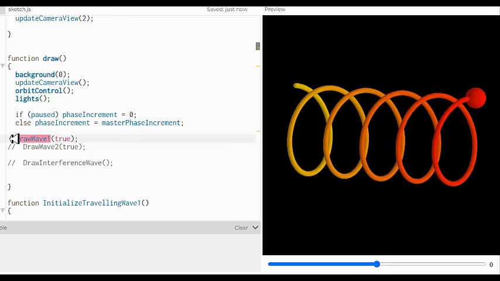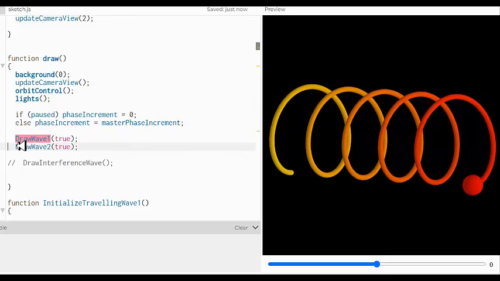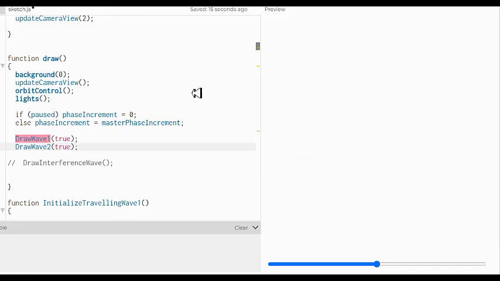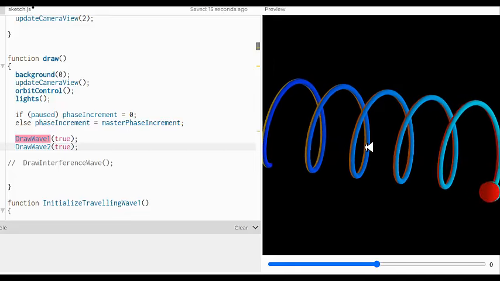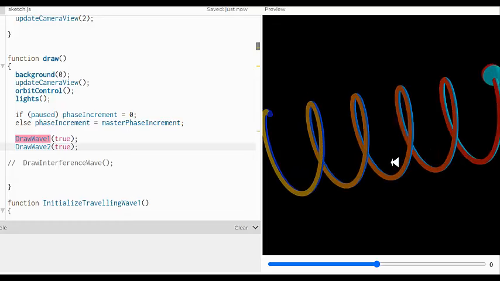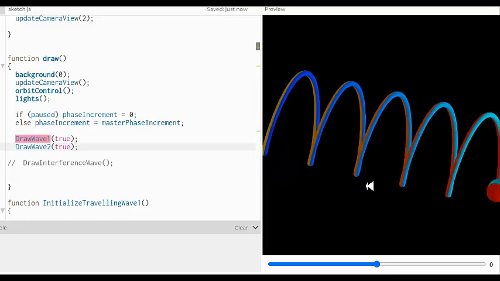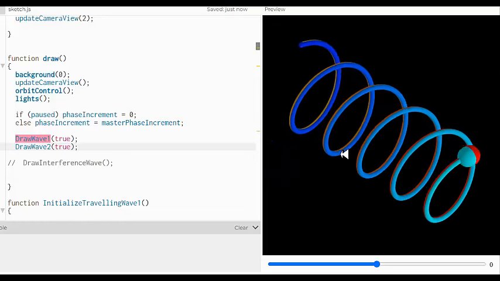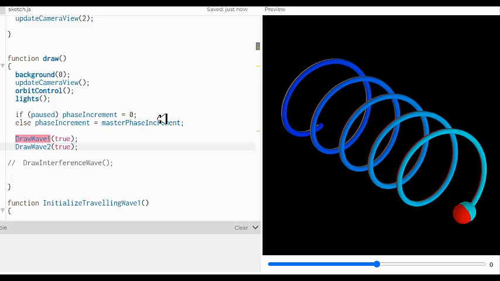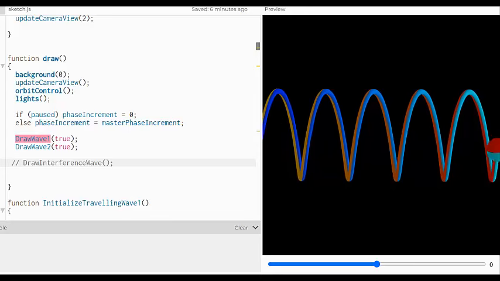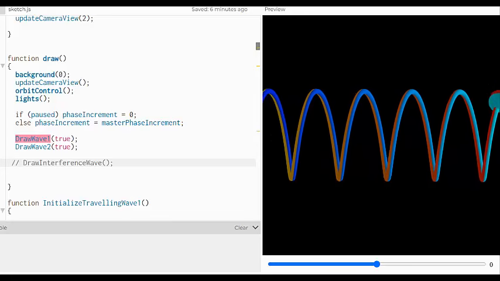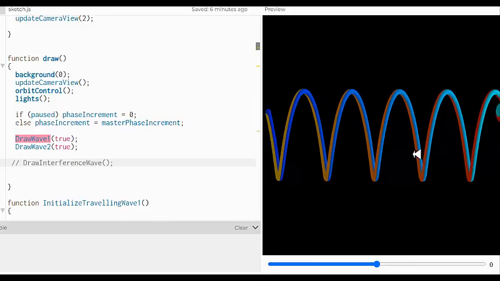So now I have two waves. I'm going to draw them both. I have two waves propagating in the same direction. When you look from the back, you can see the red. When you look from the front, you can see the blue, and they are propagating in the same direction. But today we're not going to be talking about interference patterns, so we're going to make that go away.